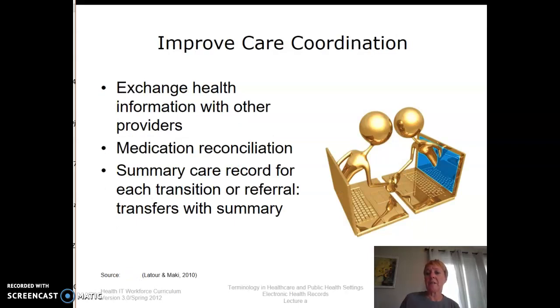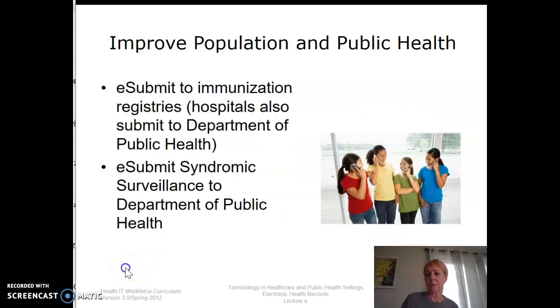Care coordination is very important, exchanging information with other providers. Hopefully medication reconciliation, to make sure you're on the right med at the right time. And then a summary of care for each transition or referral. To improve population and public health, the e-submission for immunization registries has been a big part of this, so we can track immunizations and the instance of immunization, and also e-submitting to public health departments of things that are happening.